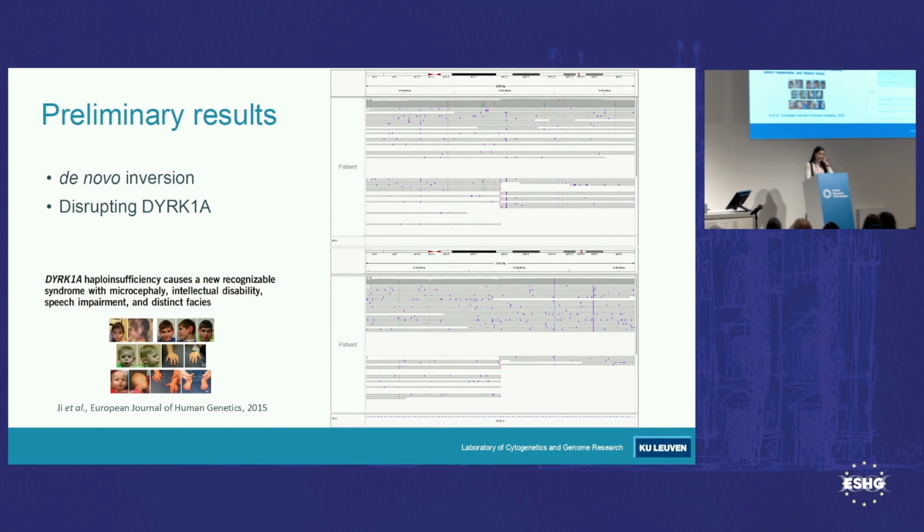Another example is a de novo inversion, where you can see here the two breakpoints. So you have one allele that is normal at the top and the one with the breakpoint at the bottom. And I show you here the two breakpoints. This inversion is disrupting the DYRK1A gene. Again, it could explain the phenotype of the patient.